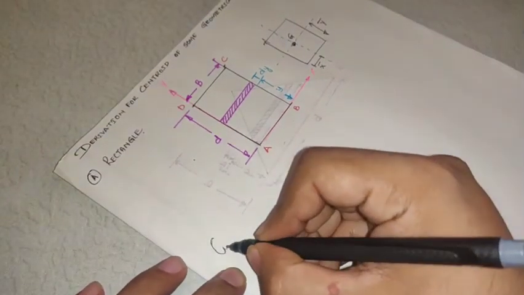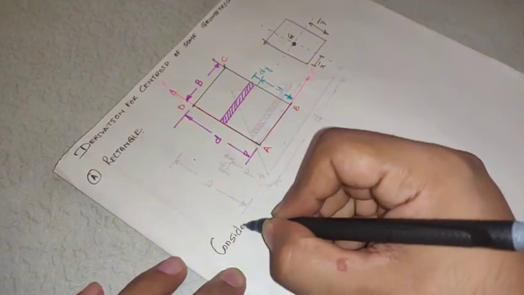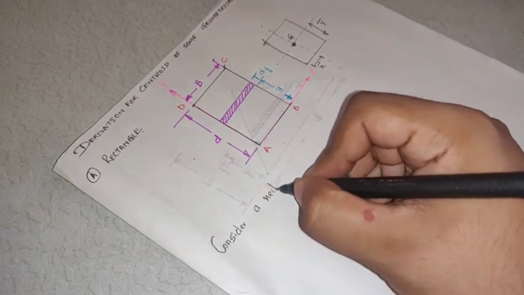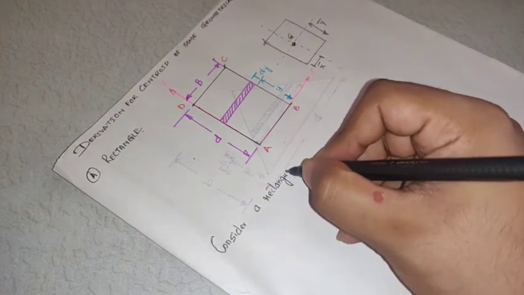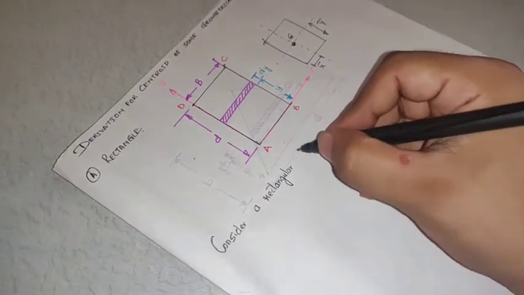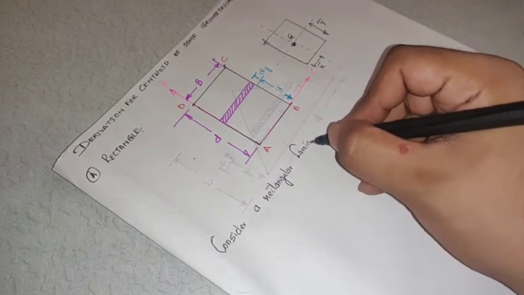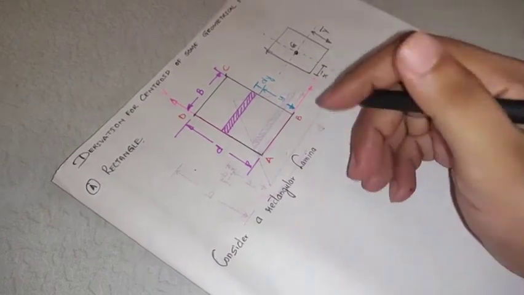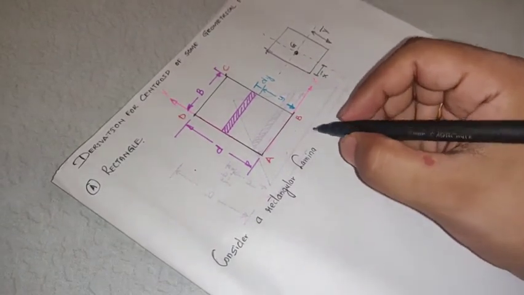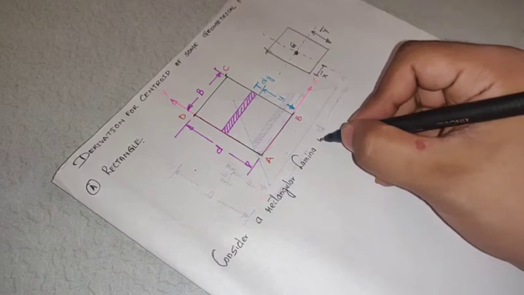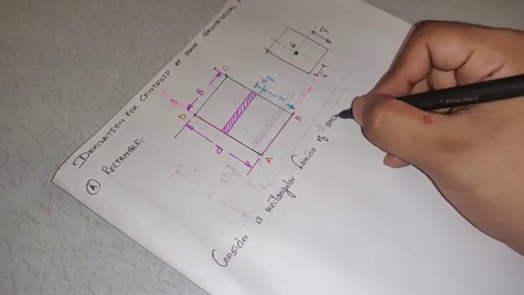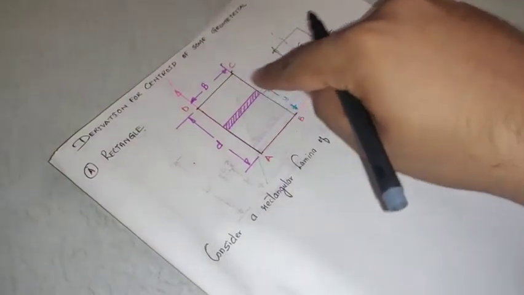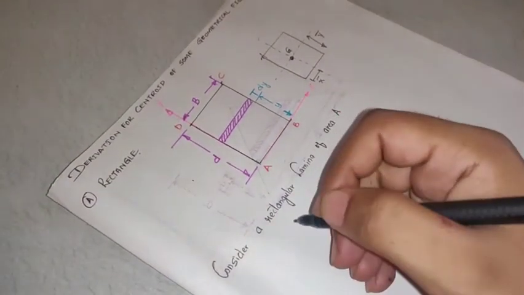So consider a rectangular lamina. I'll call this a lamina since we are dealing with plane figures and we have assumed the thickness of the element to be unity. So a lamina of area A. What is the area of this lamina? The total area I'll call capital A.